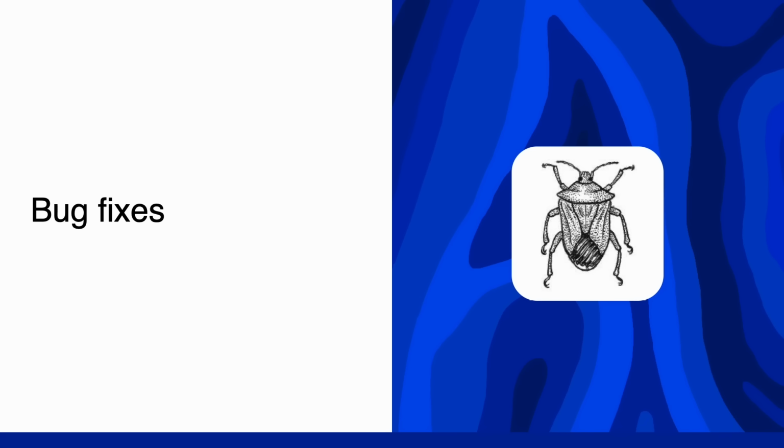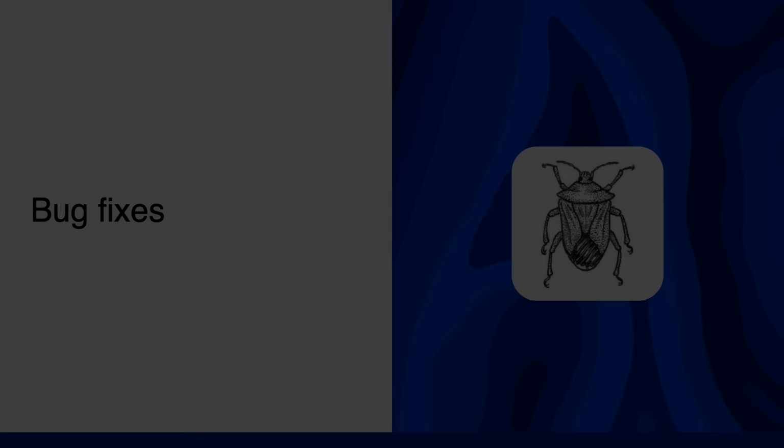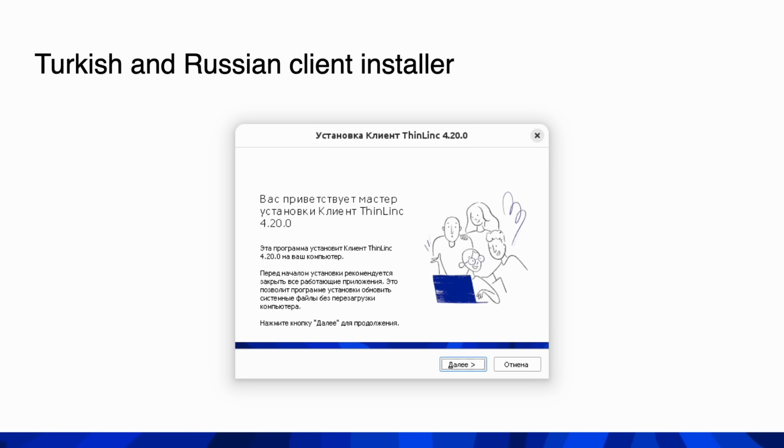Final area that has been improved regards important bug fixes that will make people happy. The first one is in the Windows client installer. Until now, the translation didn't work for Russian and Turkish. So people that wish to read in Turkish and Russian now are able to do so for the Windows installer.